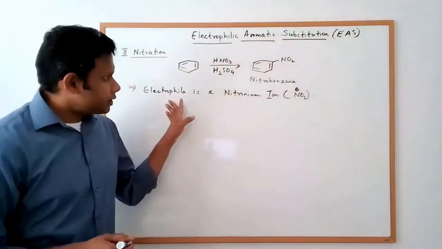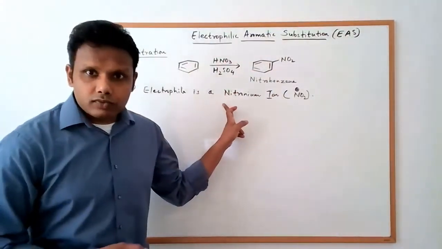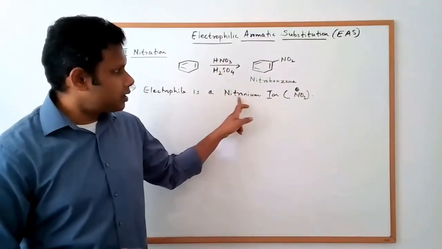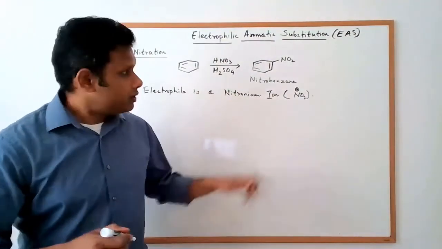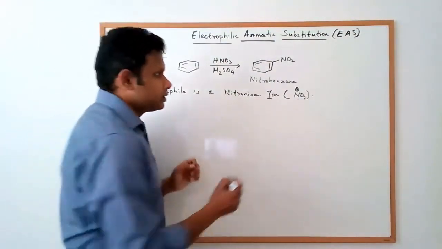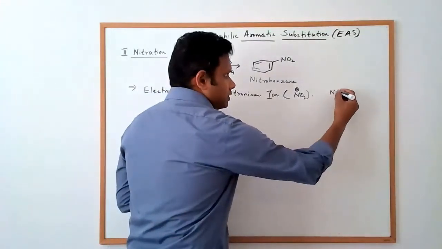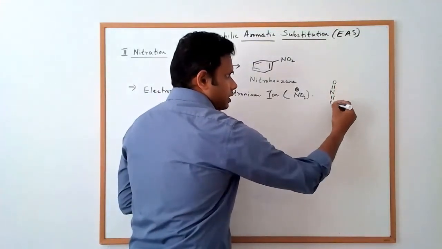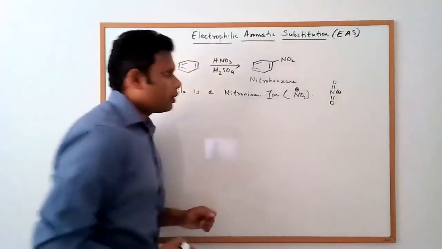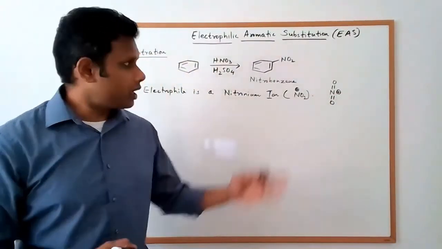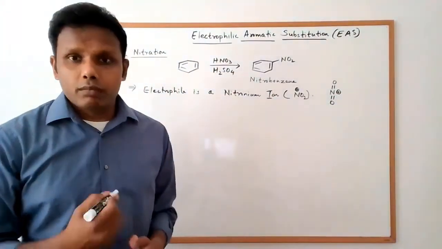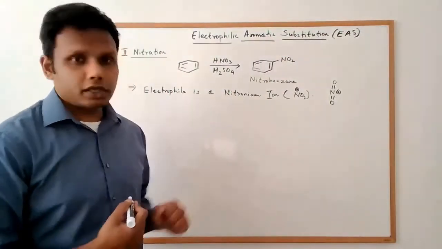Now, for this particular reaction, the electrophile in this reaction is a nitronium ion, which is NO2+. So this is a species where we have a nitrogen that's double bonded to 2 oxygen atoms and has a formal positive charge on it. So that's the nitronium ion.